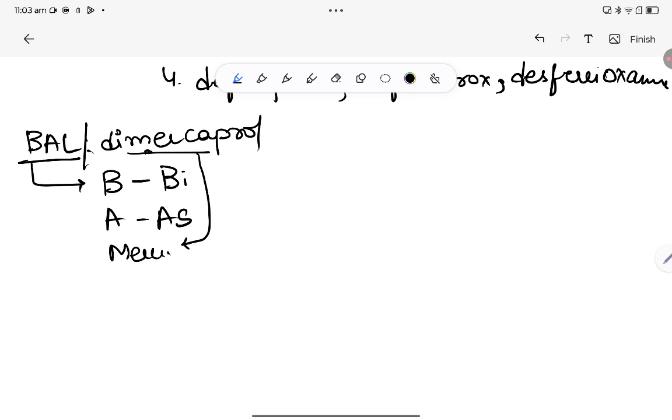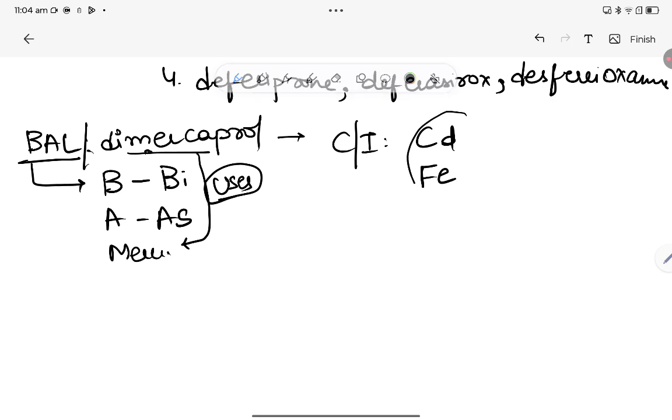Most importantly, Dimercaprol is completely contraindicated in cadmium poisoning and iron poisoning, because the chelate which is formed under the influence of BAL is highly toxic.